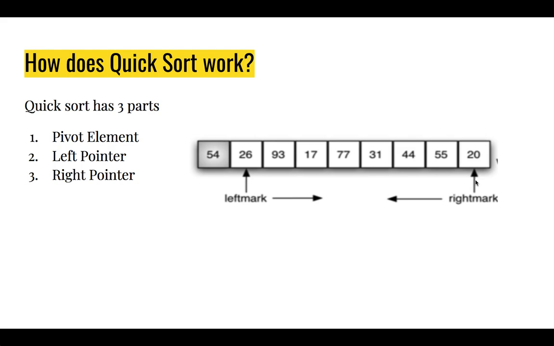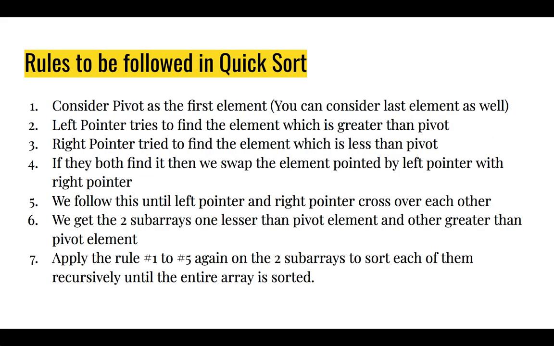Now the job of the left and right pointers is as follows. The left pointer's job is to find all the elements which are greater than the pivot element. The right pointer's job is to find all the elements less than the pivot element. Once they find them, the left pointer's element is swapped with the right pointer's element, and we continue the process until they cross over. Now, let us see the textual representation of this and then see an illustration of the same.